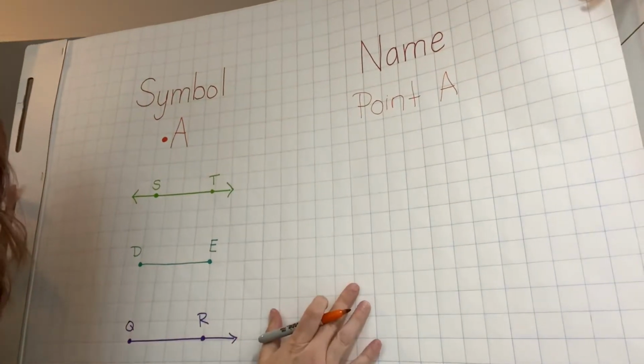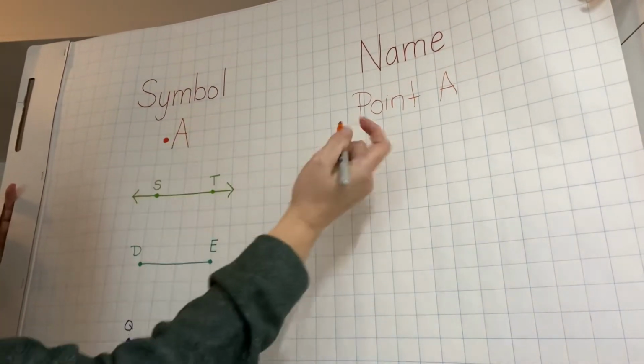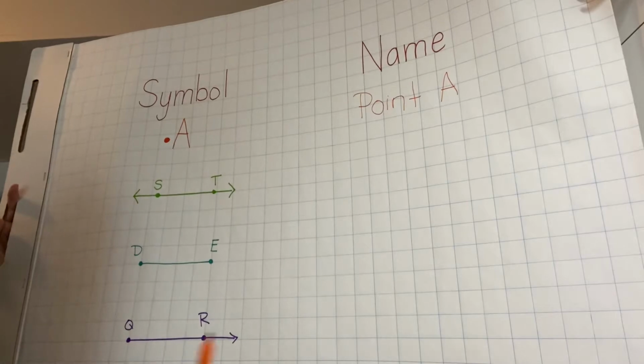And then the letter that's there with the point. So this would be said point A, and you write down just what you would say.